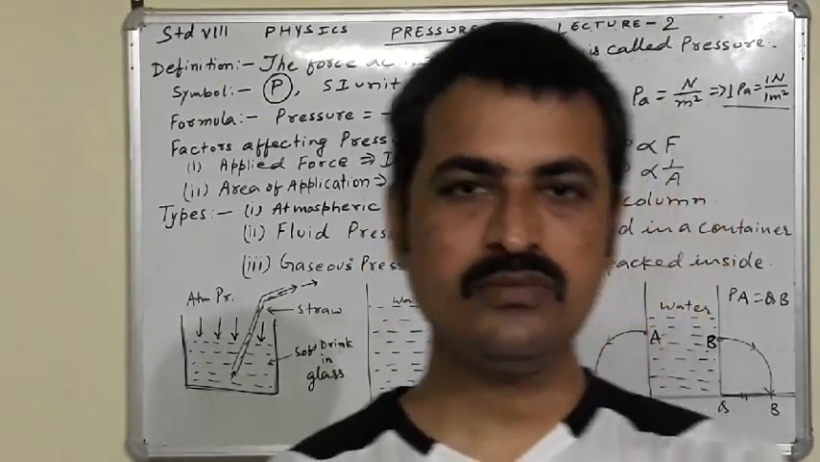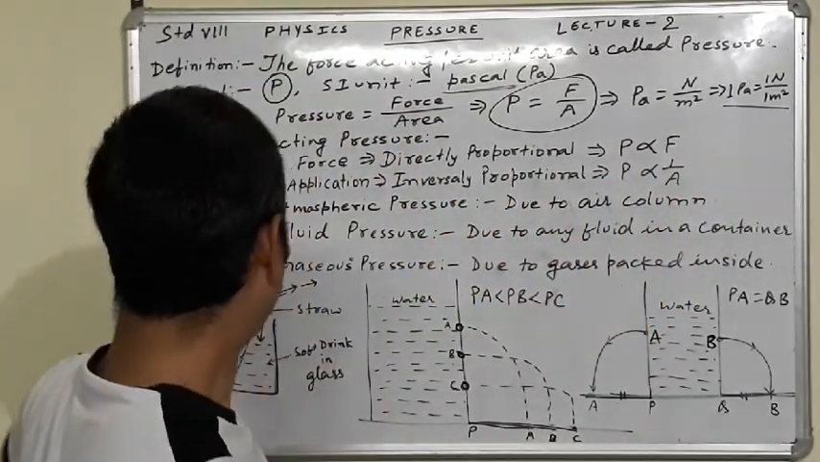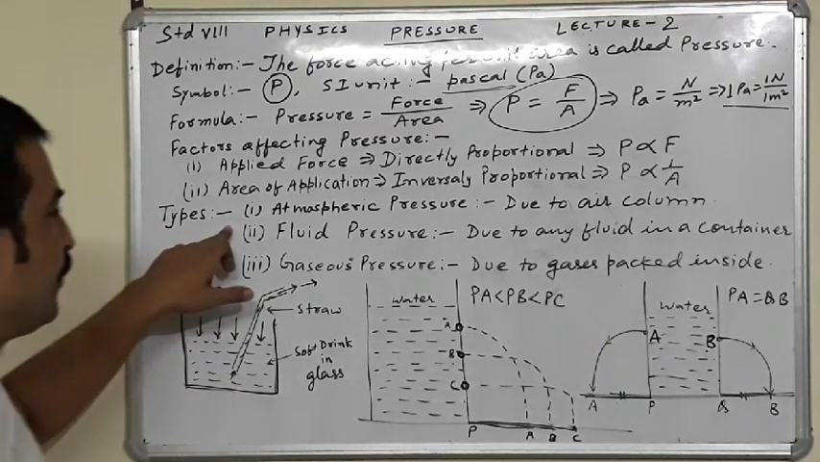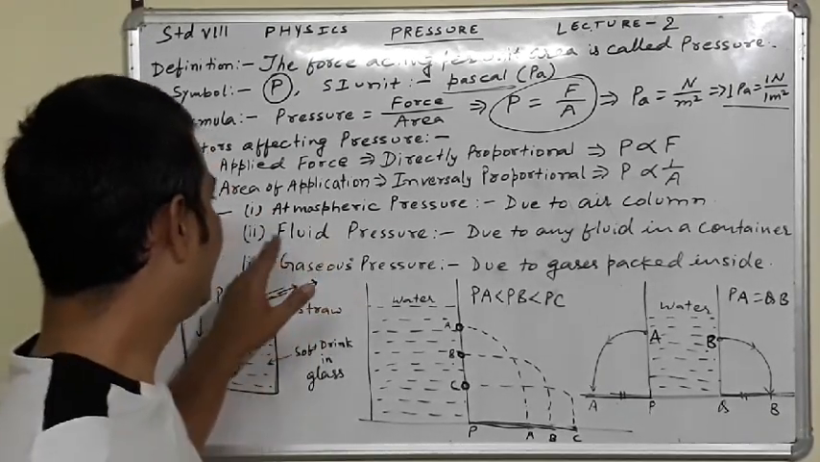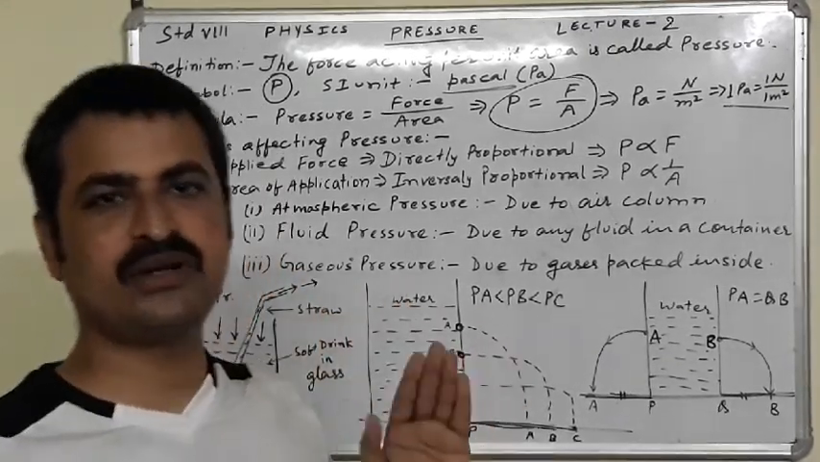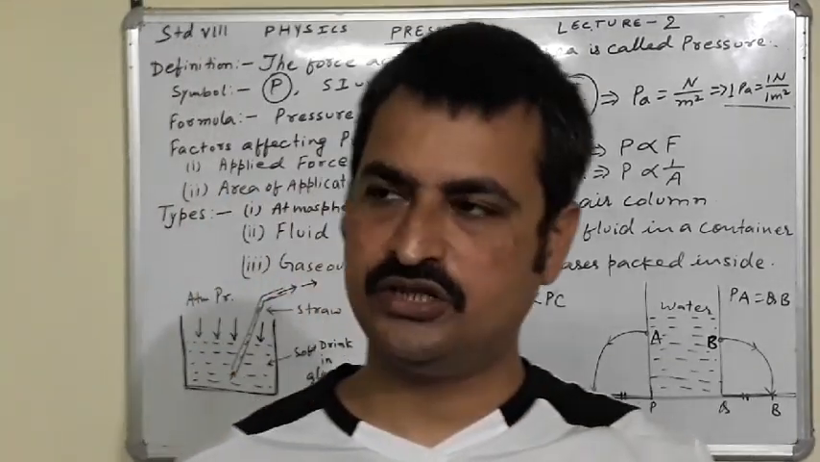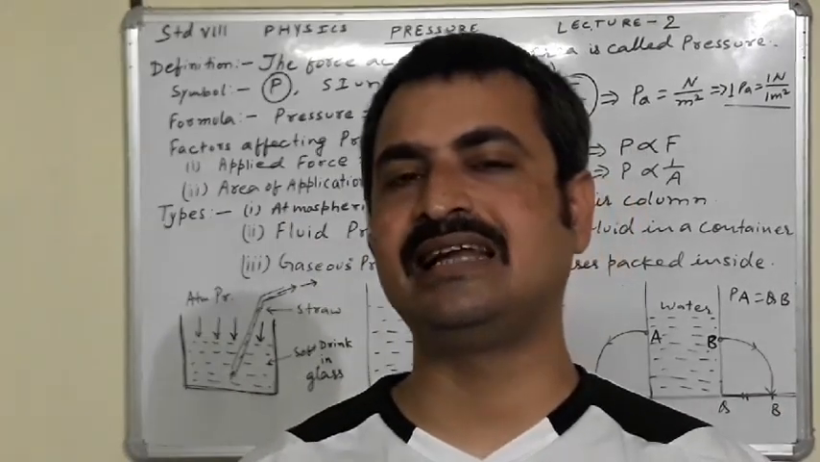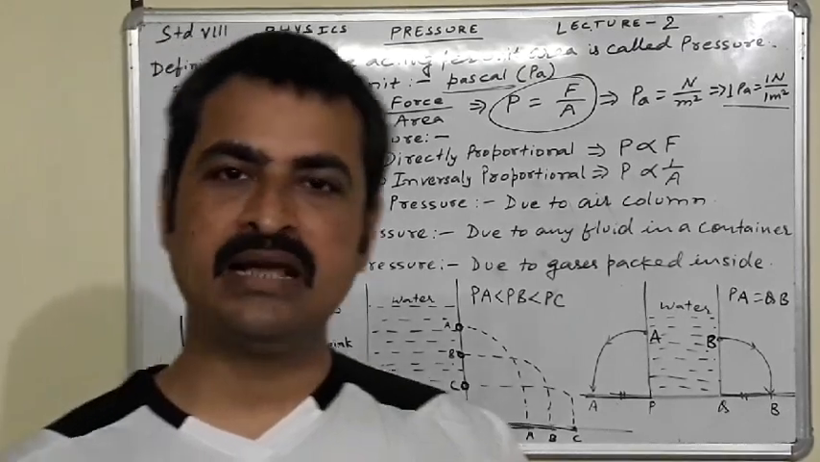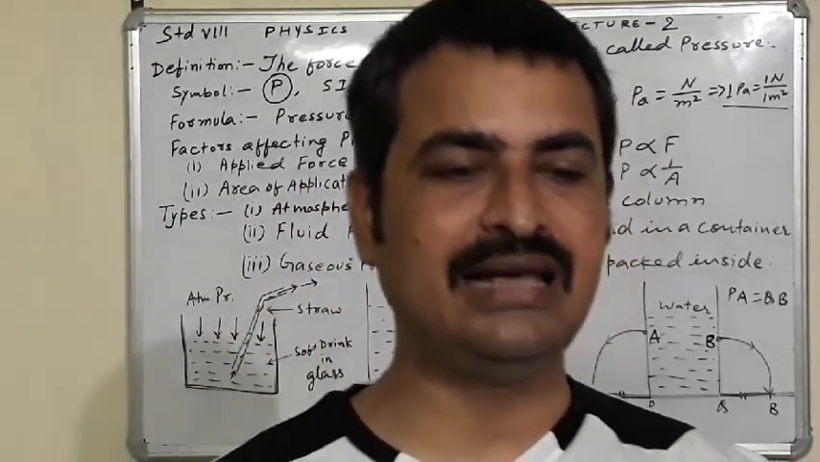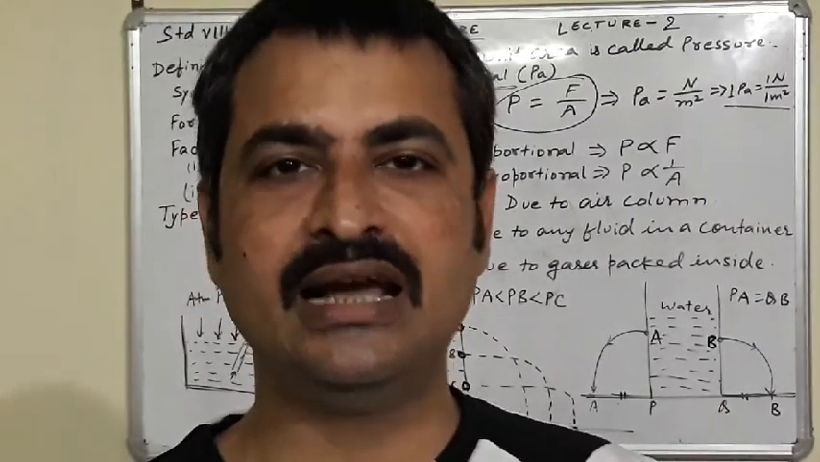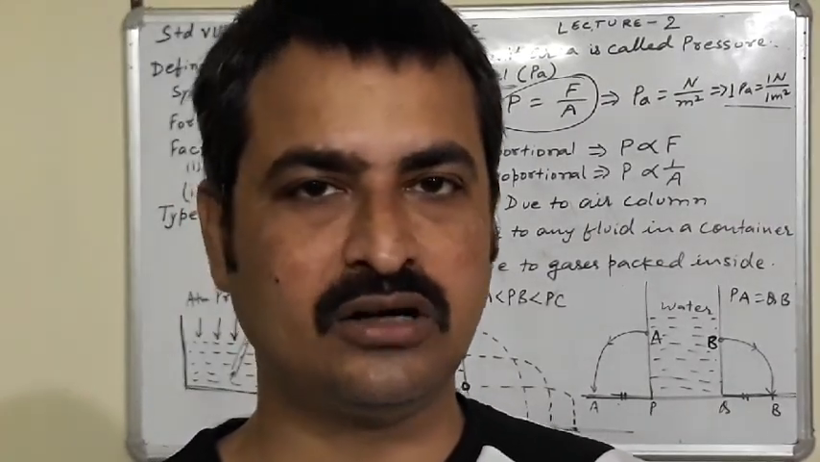So, now we will study the types of pressure. We have mainly three types of pressure. The first one is atmospheric pressure, due to the gaseous particles present in our atmosphere. Its application in our daily life is whenever we use a straw to drink any soft drink, sarbat or lassi.